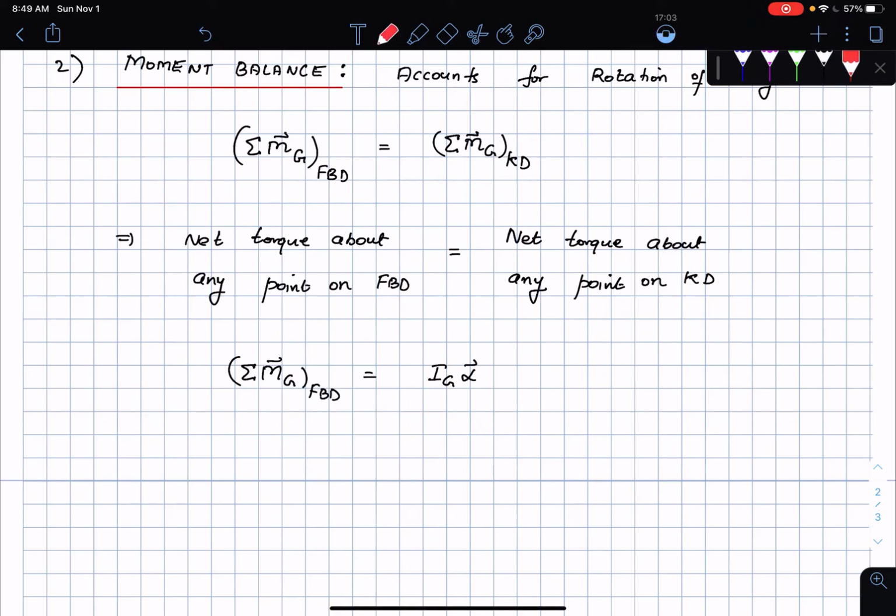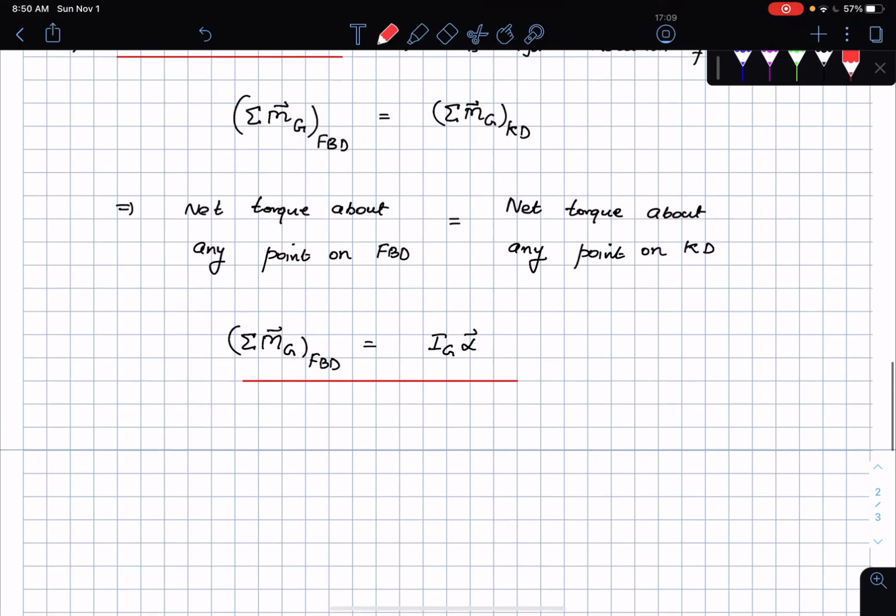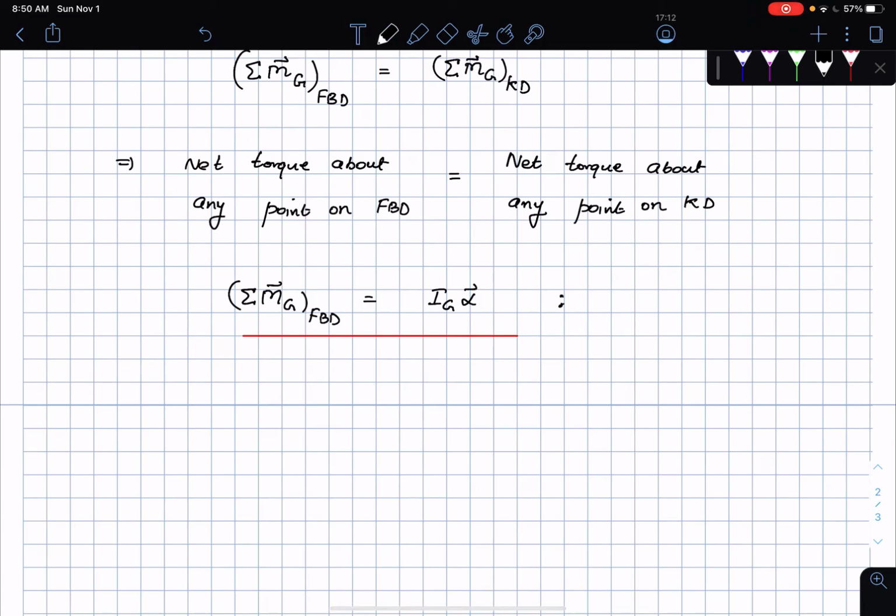So this is another key equation. This is the contribution from Leonhard Euler. This was the contribution, of course, from Isaac Newton. So this is the contribution from Euler.